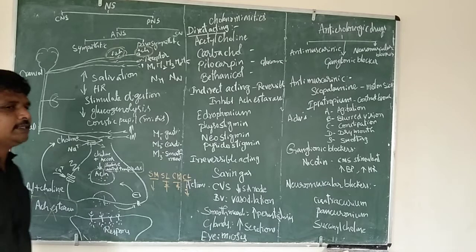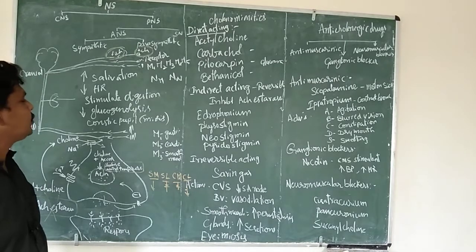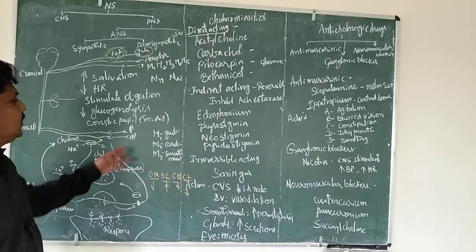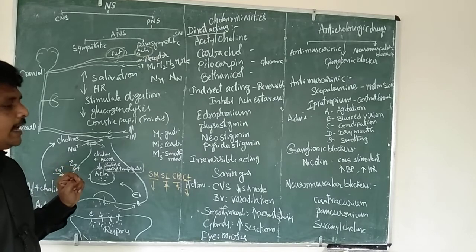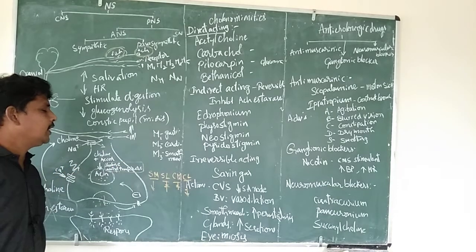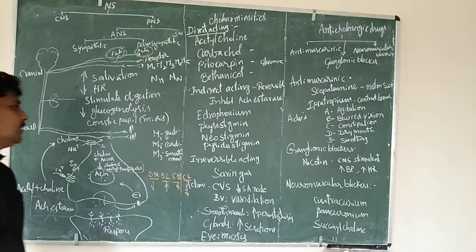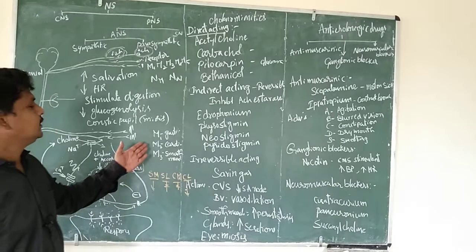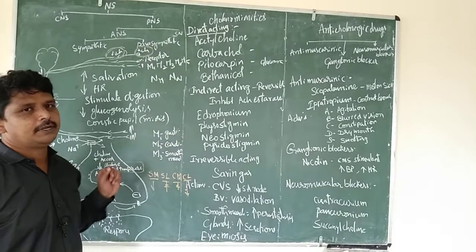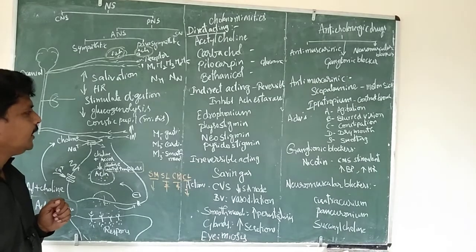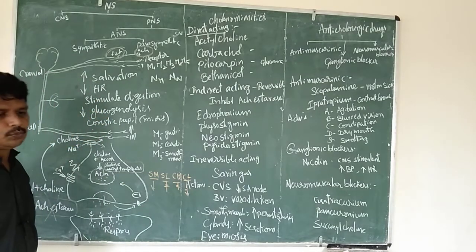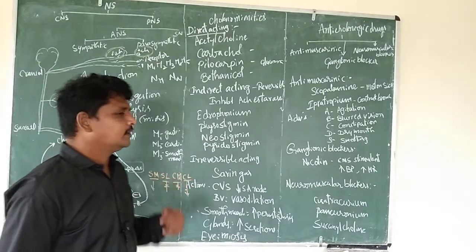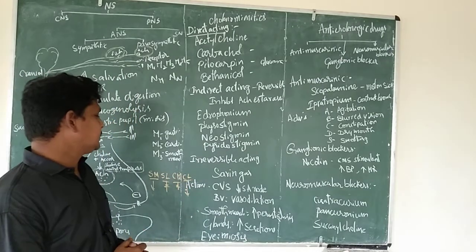If you see this, the receptors are present at different locations. For example, M1 is concentrated on the gastrointestinal tract, M2 is concentrated on the cardiac muscle, and M3 is concentrated on lung and smooth muscle. So depending on that, the activity can be seen for these particular drugs. Next, irreversible acting drugs, for example sarin gas, which is normally used in wars.